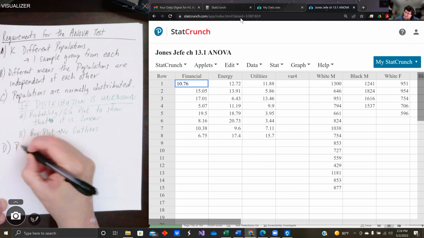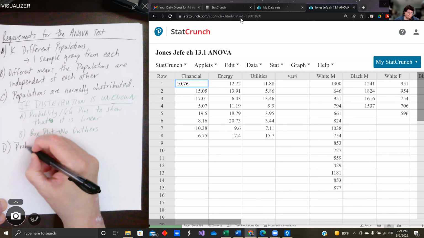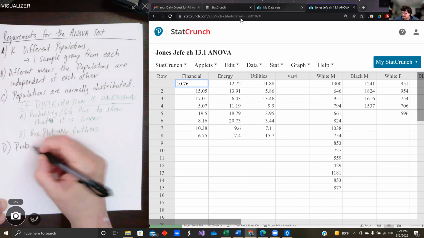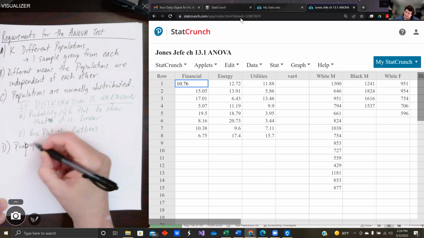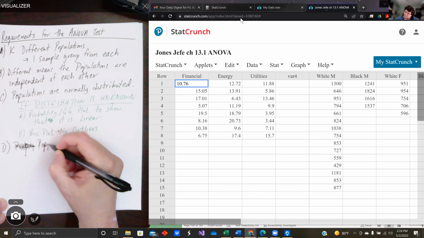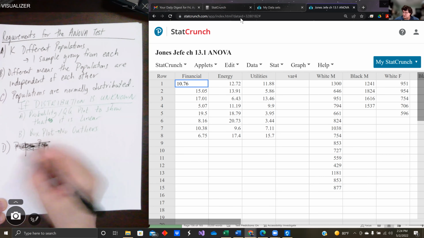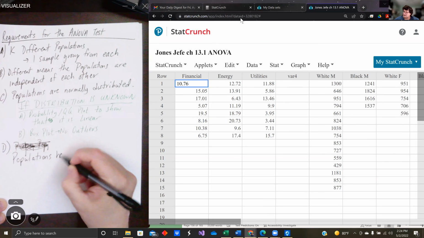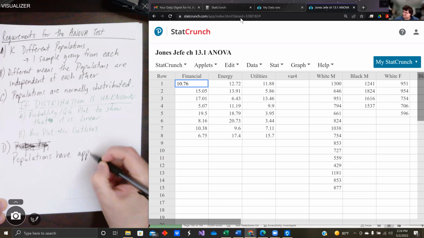In category D, we have populations have approximately the same variance.